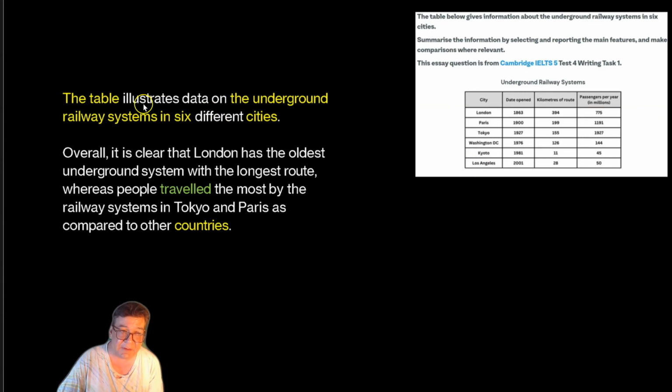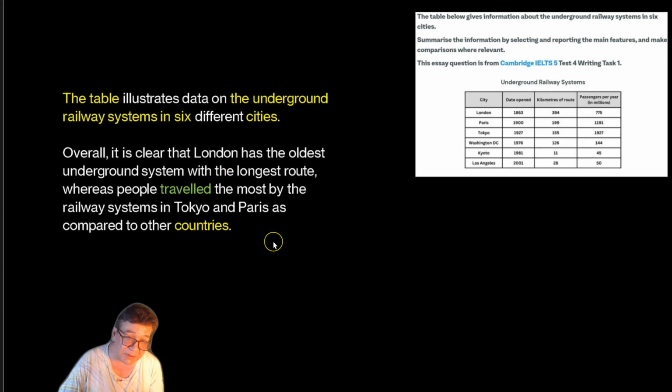Okay? The table illustrates data on the underground railway systems in 6 different cities. Illustrates data on is the only, and different, the only words that are not in the instructions. The table gives information about. Illustrates data on. The underground railway systems. The underground railway systems in 6 cities. Can't copy from the question like that, or you shouldn't if you want to get a high score.